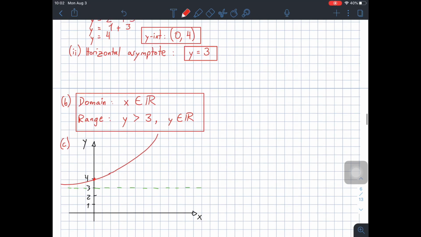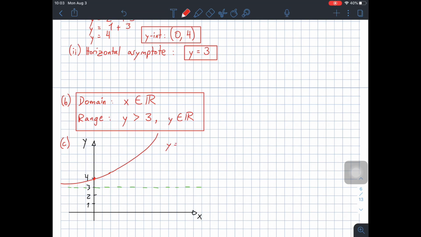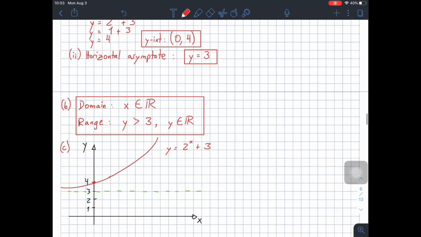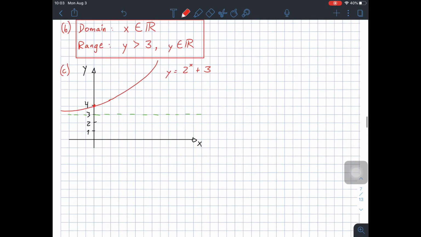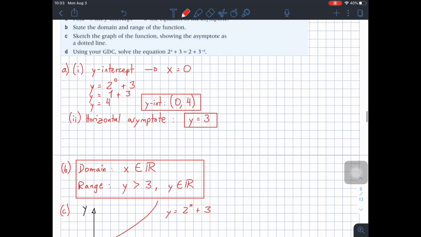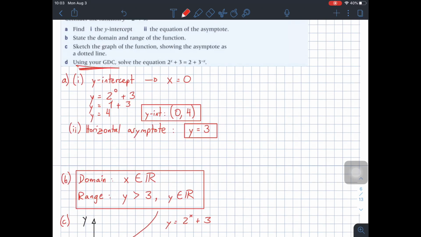So this is the equation, y equals 2 to the power of x plus 3. So it's very important to always mark the y-intercept and the horizontal asymptote. Okay, finally, for part D, it says, using your GDC, so here we will need our calculators, solve the equation 2 to the power of x plus 3 equals 2 plus 3 to the power of negative x.